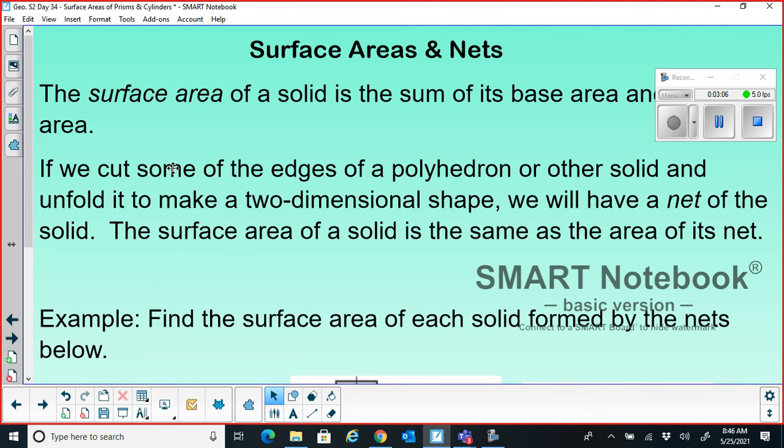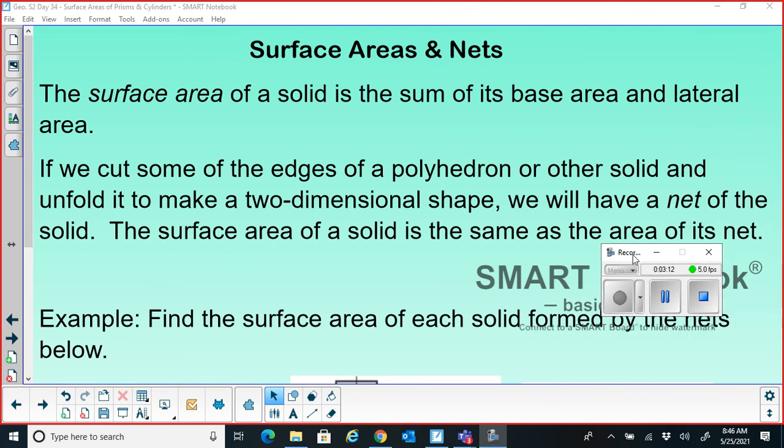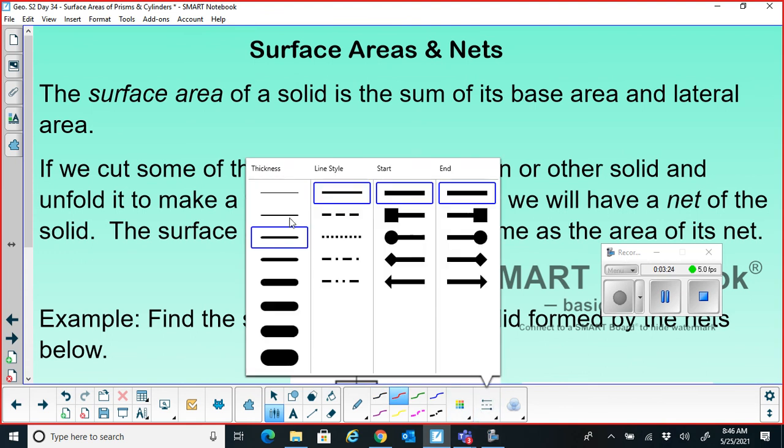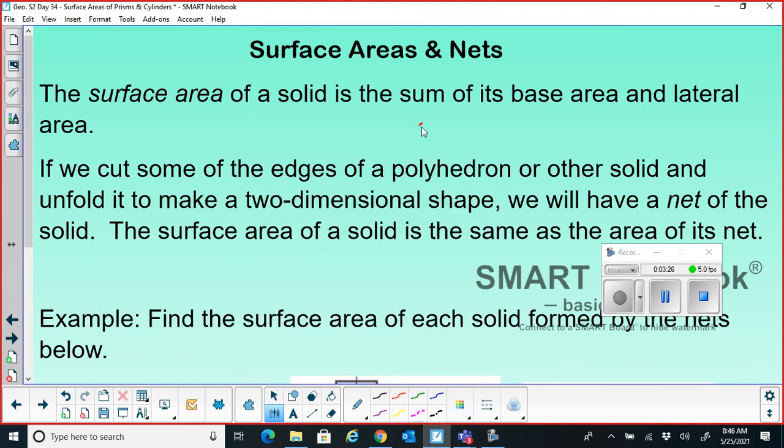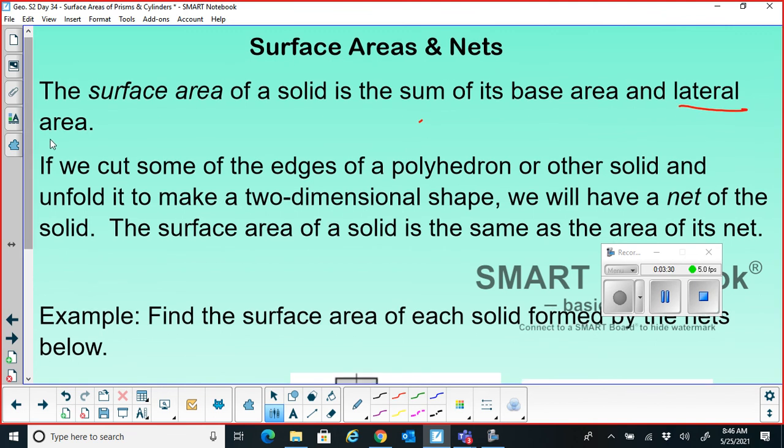Surface areas and nets. The surface area of a solid is the sum of its base area and lateral area. That's the definition of surface area. I want you all to note it down. That's what we are interested in finding. Whenever they say find the surface area, you are going to find the lateral area and sum it with the areas of the bases. The sum of its base area and lateral area is your surface area.